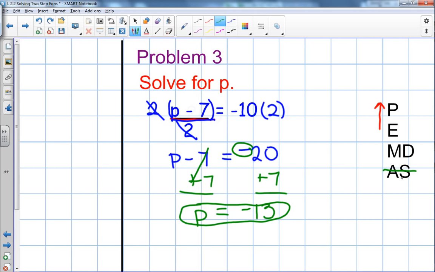Again, if you get to the point where it starts to get confusing, hit the pause button, back it up, watch it again, and then make sure you're taking good notes.